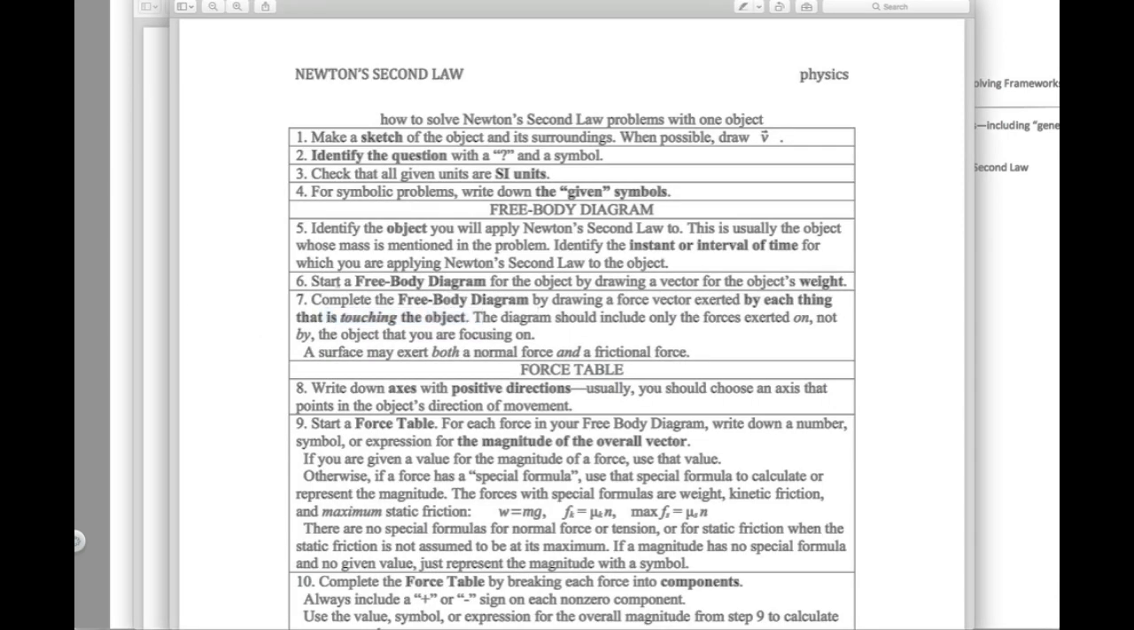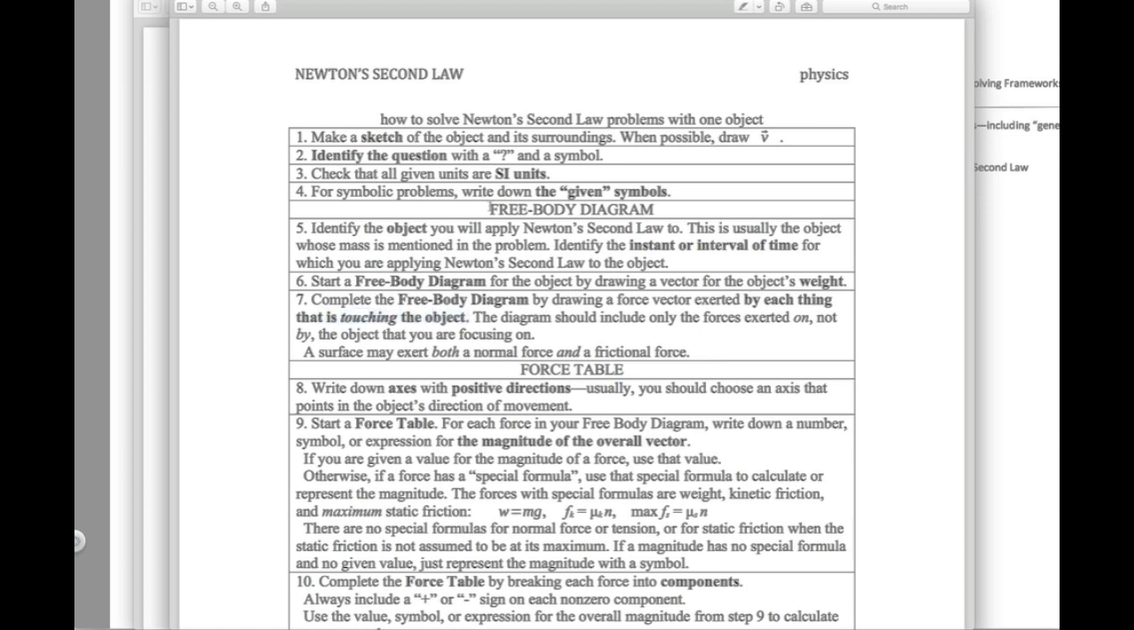Okay, so make sure that you memorize and study this two-step process for drawing the free body diagram. First, draw a vector for the object's weight. Then, complete the diagram by asking what are the things that are touching the object. Aside from the weight, for the first semester problems, all the other forces in the free body diagram should come from things that are touching the object.